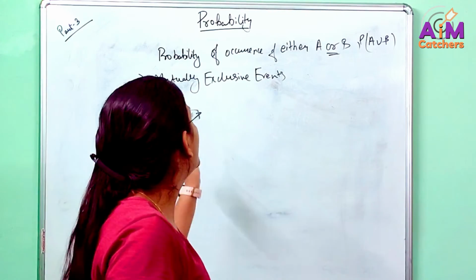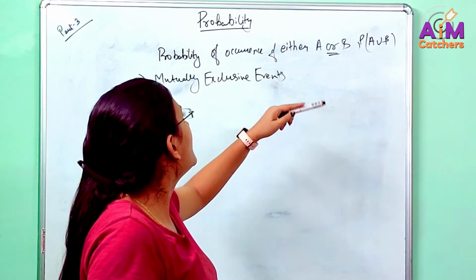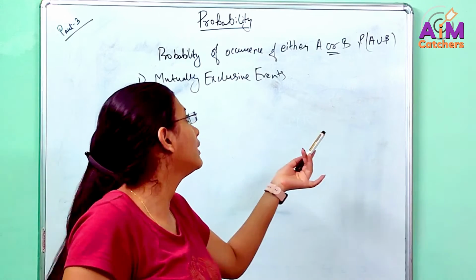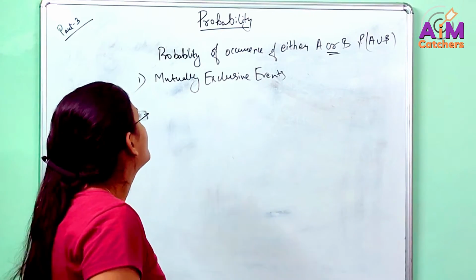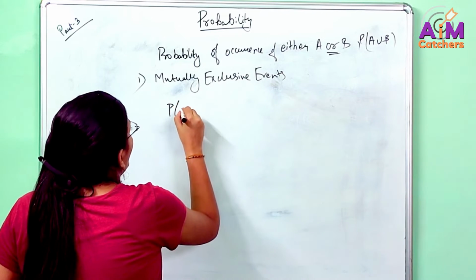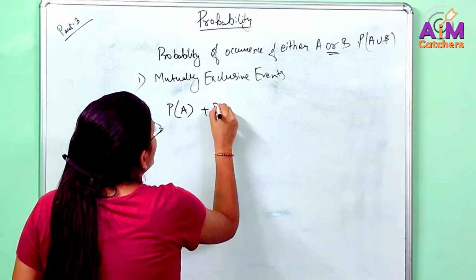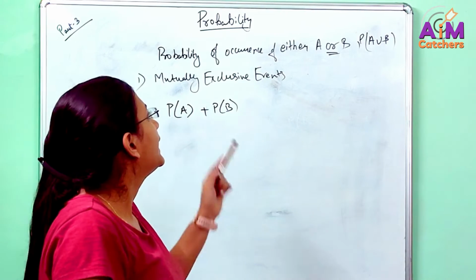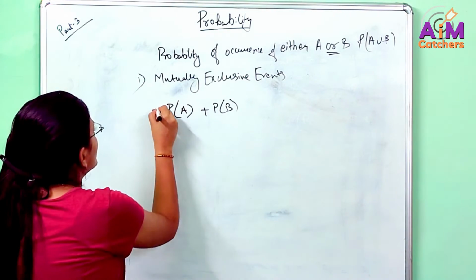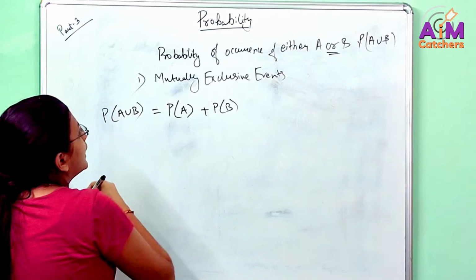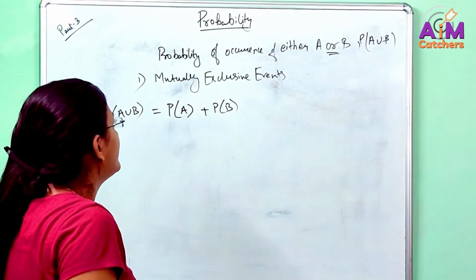Similarly, if getting A or B are mutually exclusive, if A comes, B won't come, or if B comes, A won't come. In that kind of scenario, the probability of getting A or B is represented by probability of A plus probability of B. This is the formula in case of mutually exclusive events. So you can write it as probability of A union B.